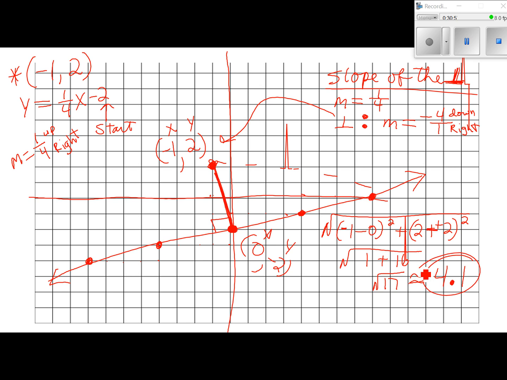On the next one, try graphing the next one on your own. Graph the point, graph the line. Try it real quick.